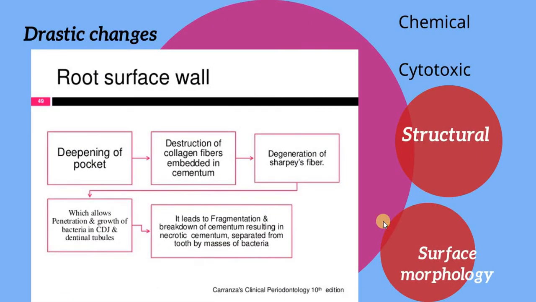The changes that happen: we have chemical changes, throughout increasing of the surface of cementum, increasing of calcium, magnesium, fluorine, and phosphate. And we have cytotoxic changes when the bacteria aggregate on the root surface. There will be excretion of endotoxins and the degeneration of the periodontal ligaments. So we have these changes: chemical changes, cytotoxic changes, structural changes.